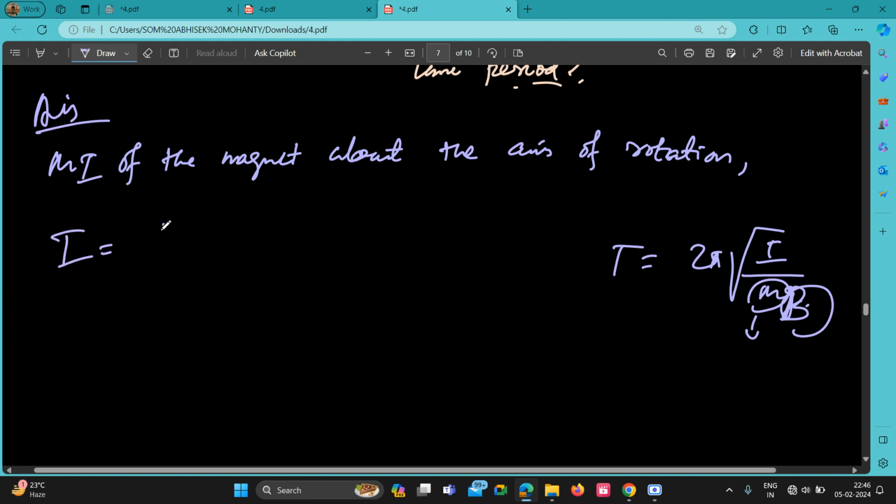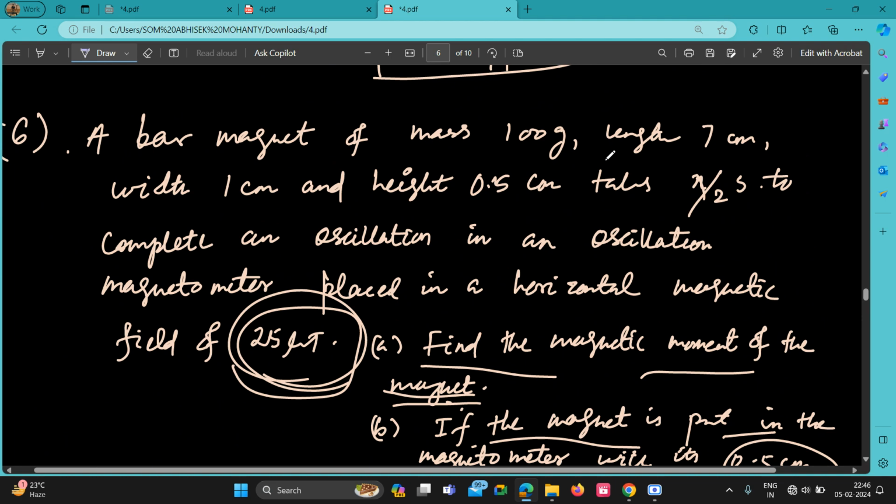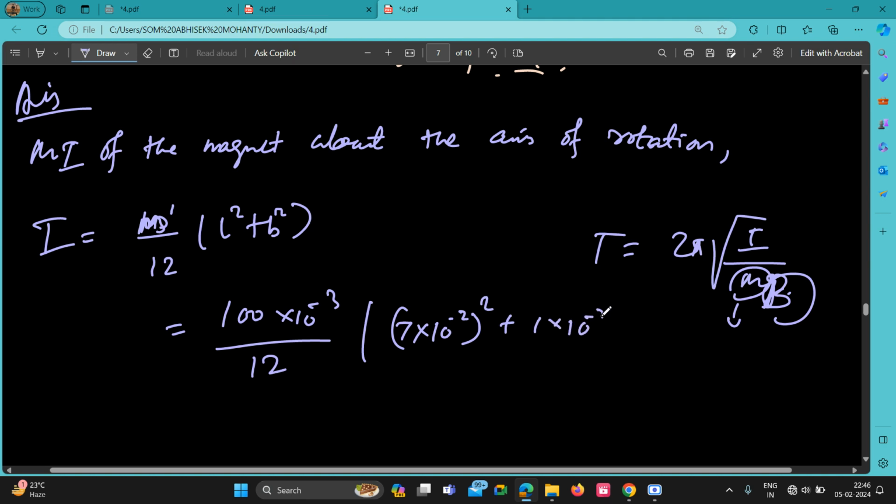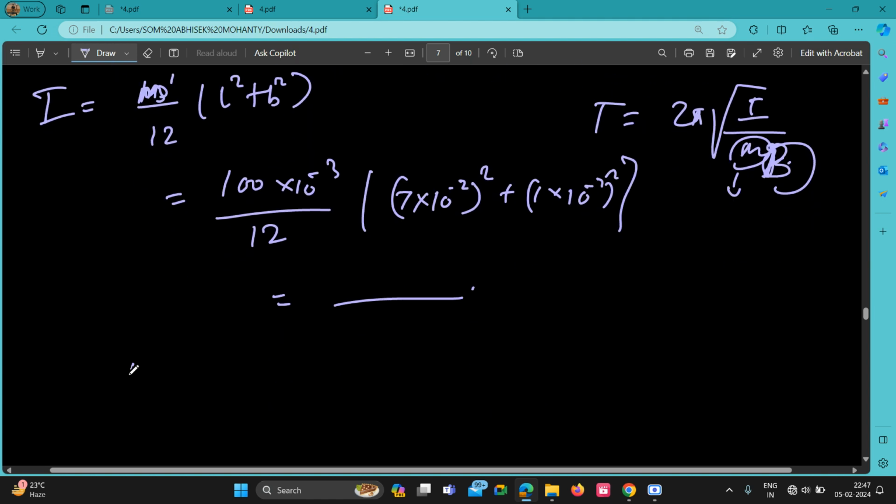So I is equal to how much? It's M dash by 12 into L square plus B square, where M dash is the mass. So length and width, that means breadth, are given in this question. So M dash as in mass is 100 into 10 to the minus 3, because 100 gram, divided by 12. L square is 7 into 10 to the minus 2 squared, plus 1 into 10 to the minus 2 squared. And from this you will get I. Then what you do? T is equal to 2 pi root over I by mB. I have written it.